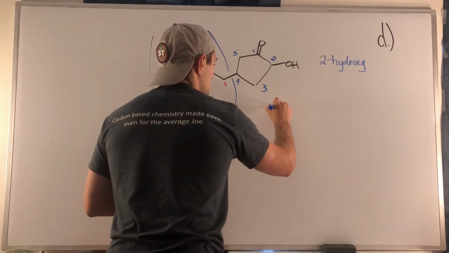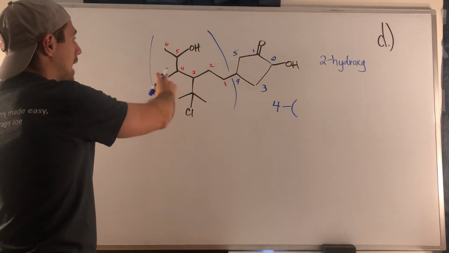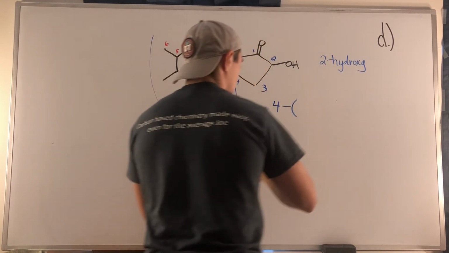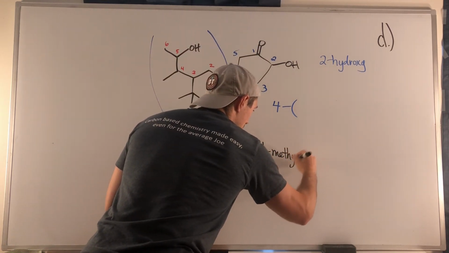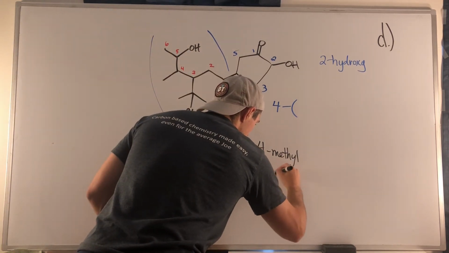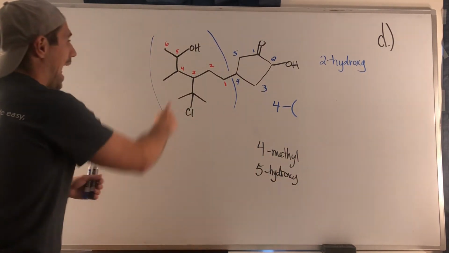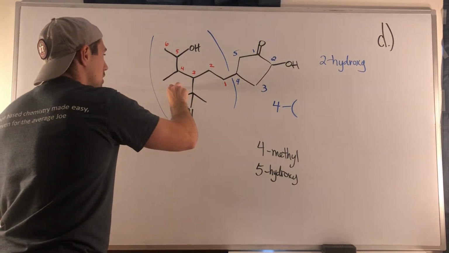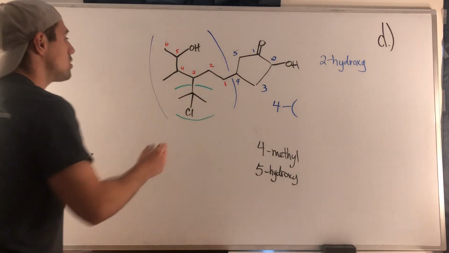I'm going to give myself some room, so I'm going to start writing it here. So at 4, in parentheses, I'm actually going to really quickly write down 4-methyl, because we'll have to alphabetize these. 4-methyl, we have 5-hydroxy, and funny enough, at 3, I don't know a common name for that, so we actually need to, in a fun different color, name that in parentheses.